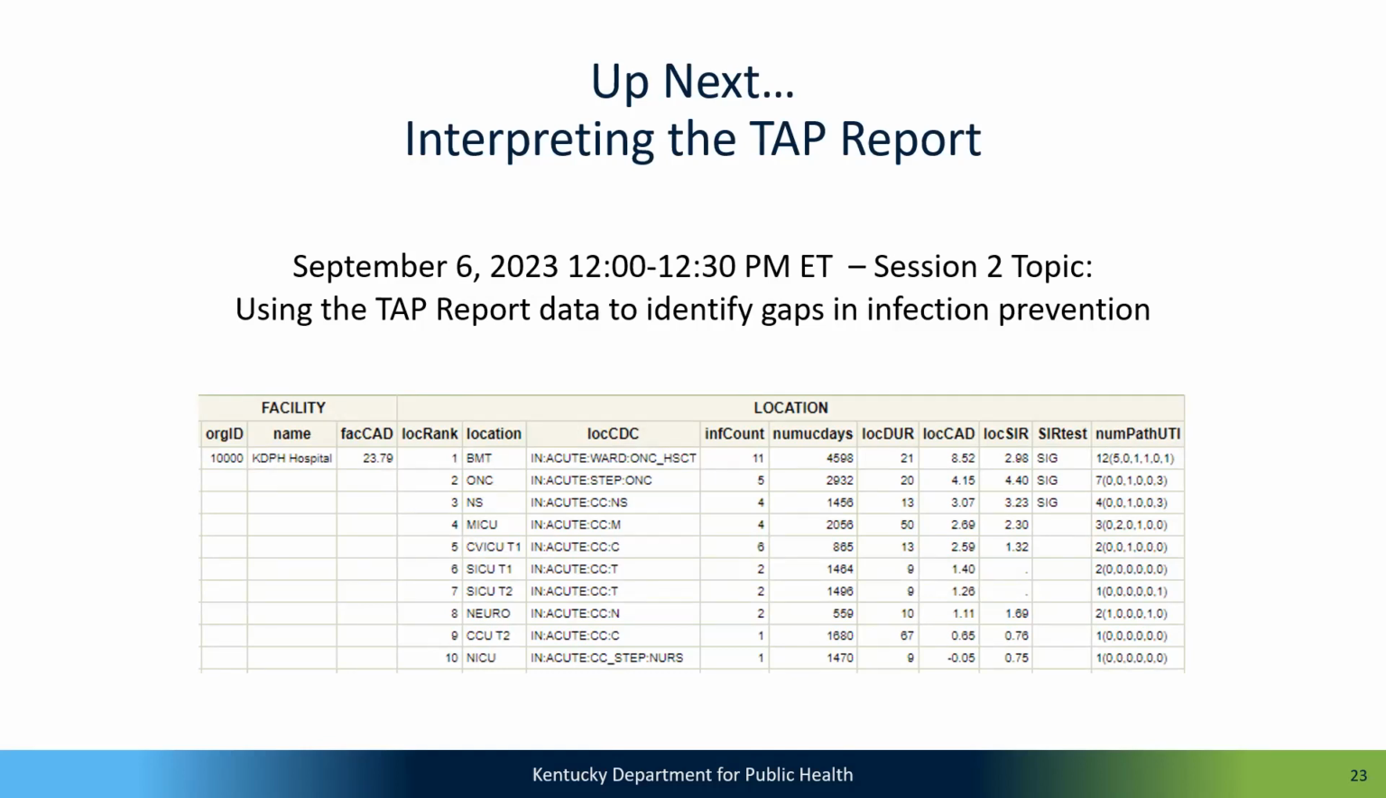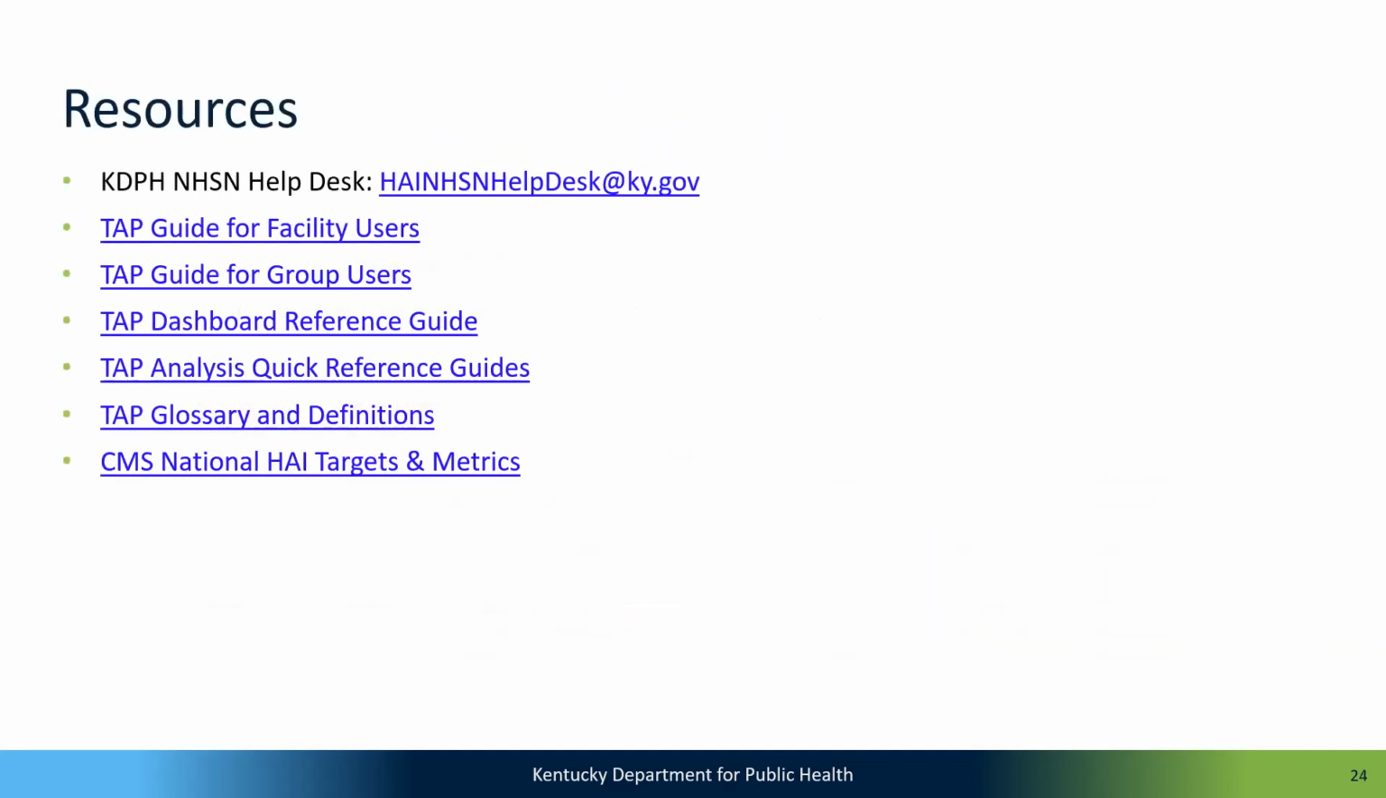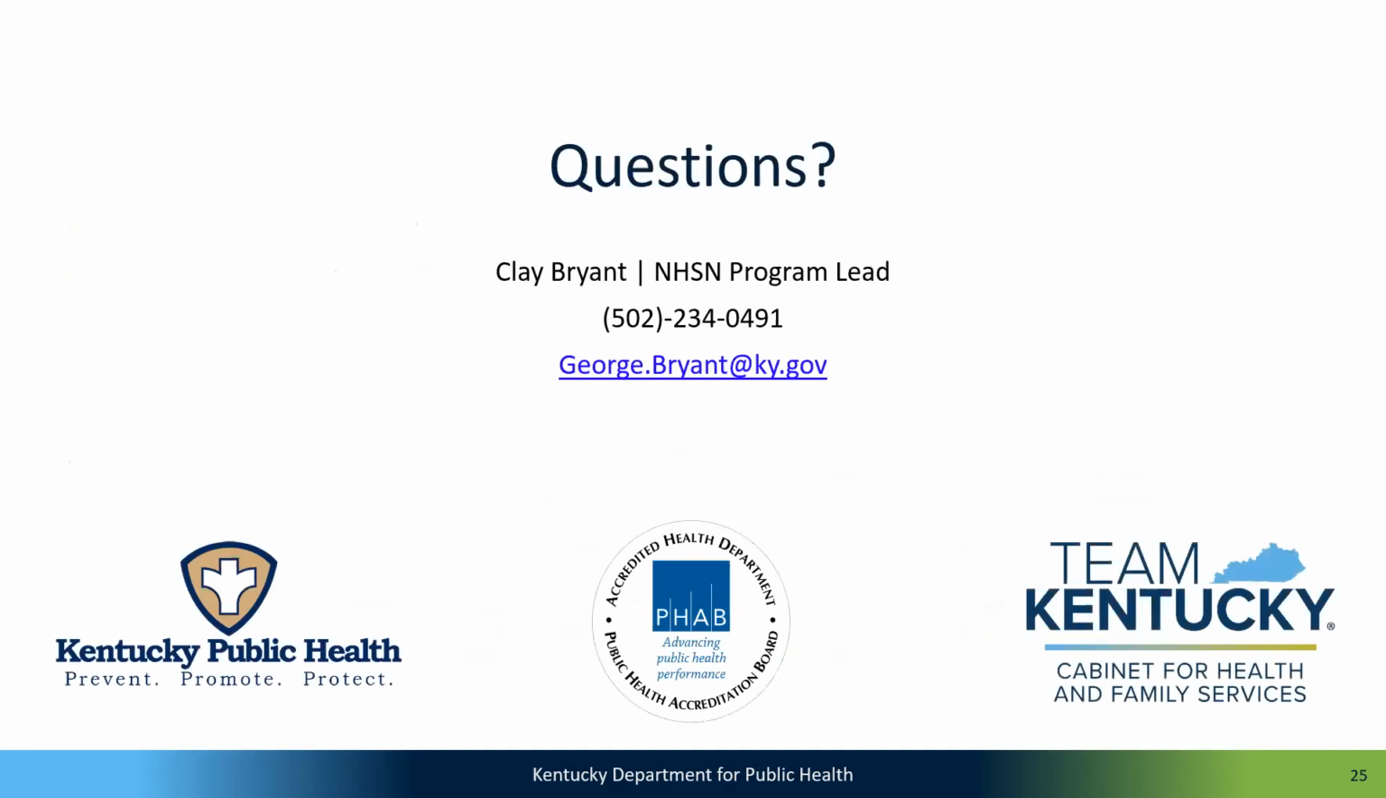And I have just a few resources that are available. If you have any questions regarding the TAP report or the variables or how to run the report, feel free to email NHSN help desk at ky.gov, and we would be happy to answer those questions, as well as some additional documents that can be used for your reference when using the TAP strategy, as well as the TAP report. And if there are any questions, I will gladly take those now.